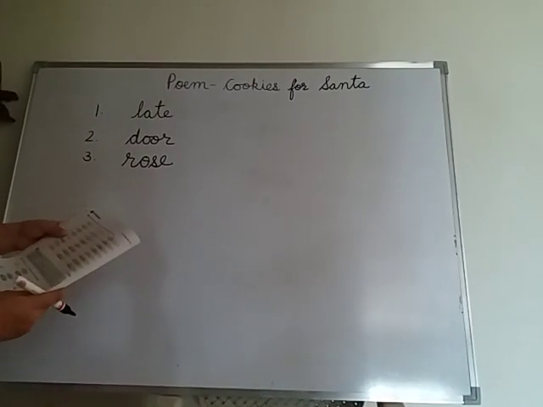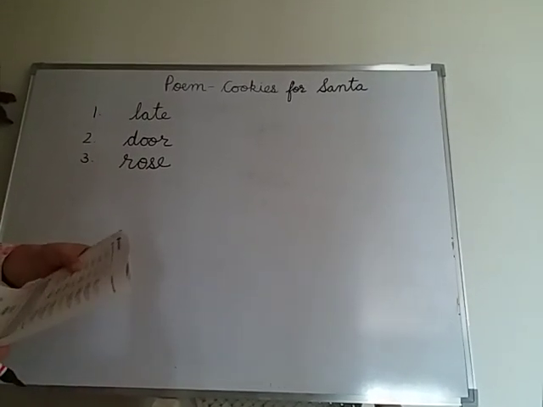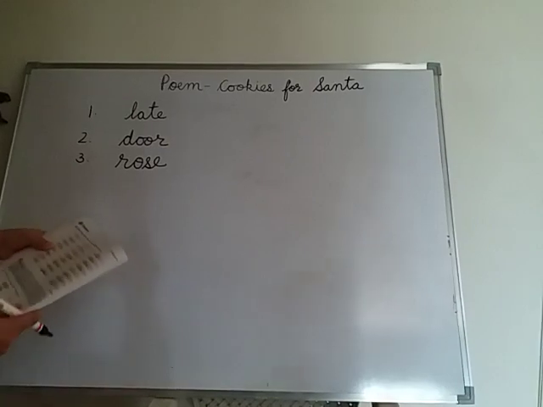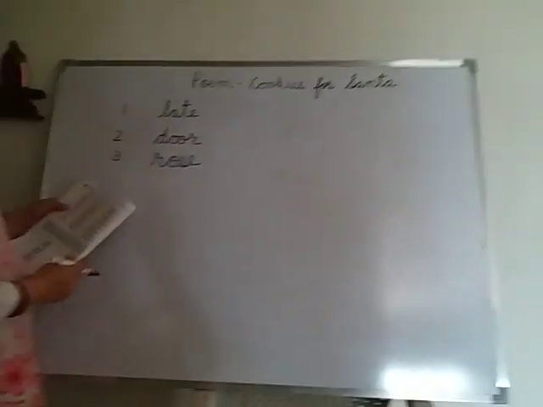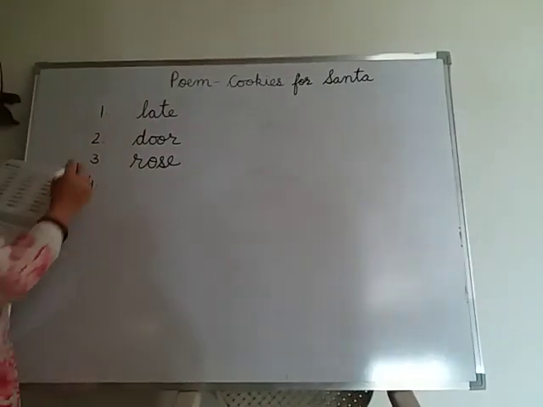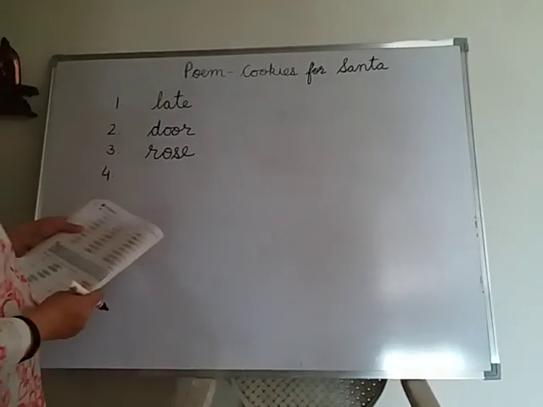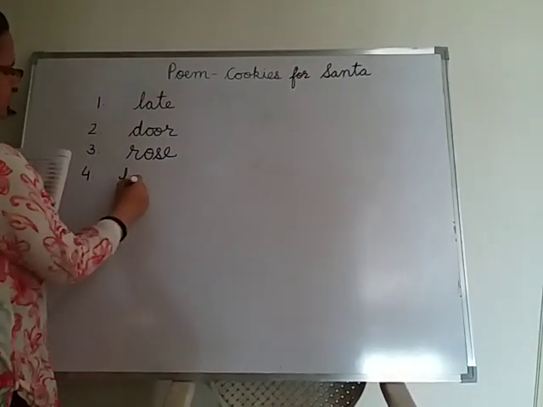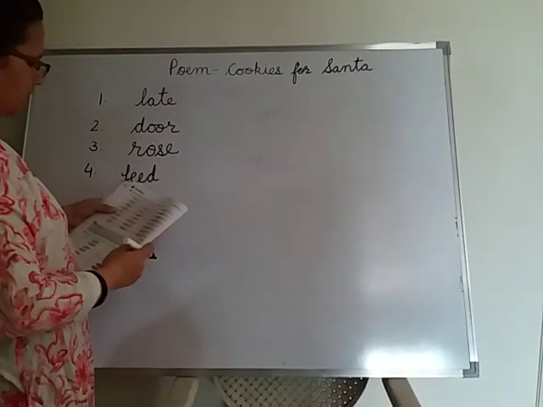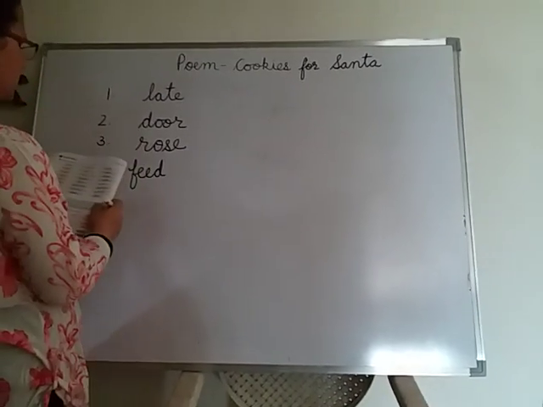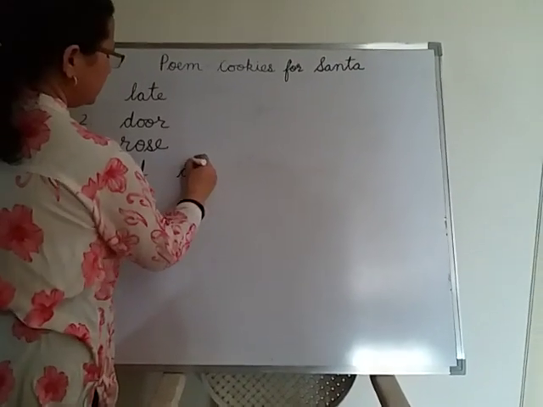Now students, let's see the fourth one. The word is need. Now here see, no rhyming word is given. You have to find out two more words which rhyme with this word. So the word which came to my mind is need, feed. If any other word comes to your mind which rhymes with this word, you can write that. Need, feed, deed.